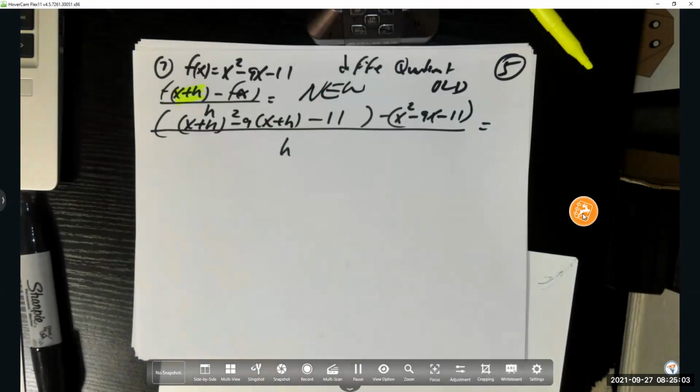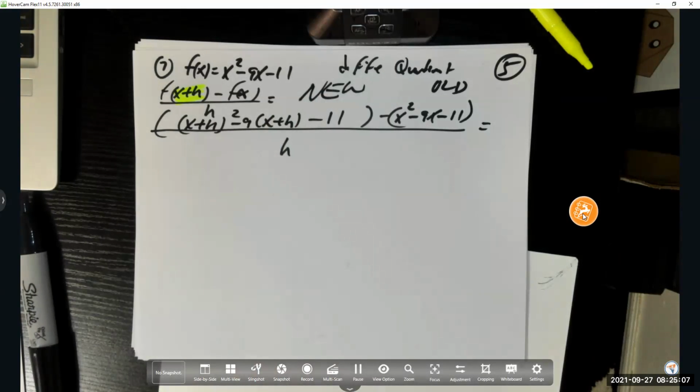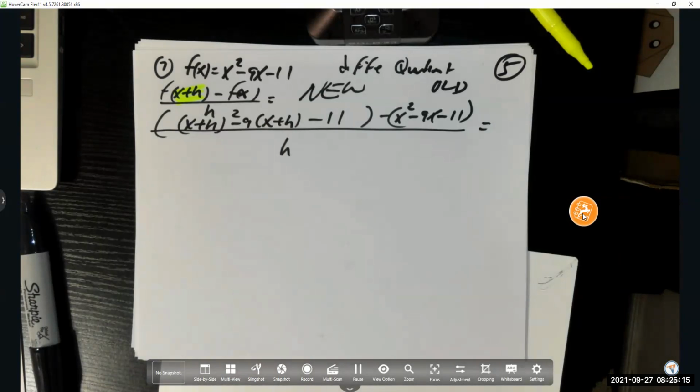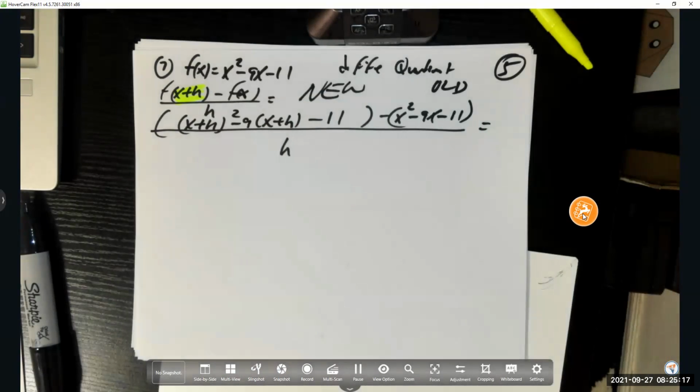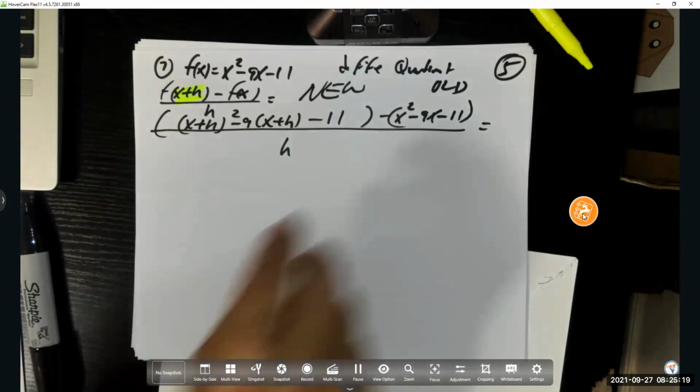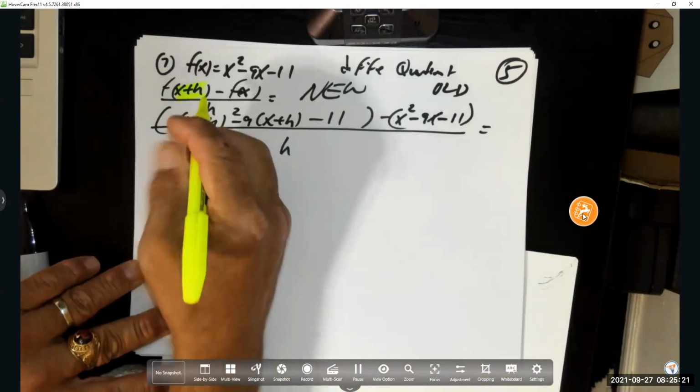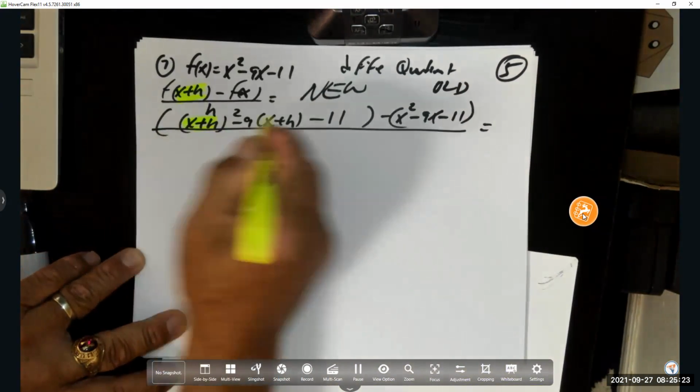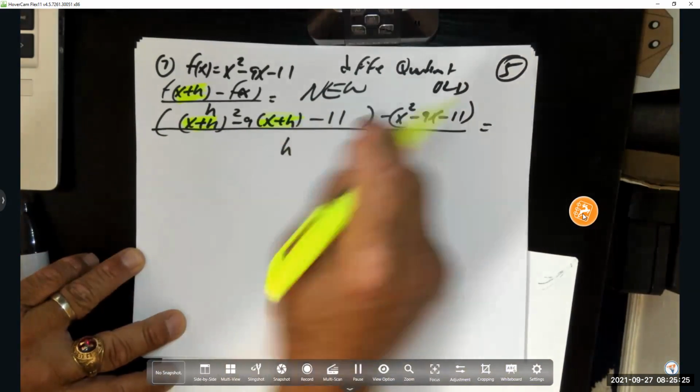Everybody okay with step number 1? Yes or no? The old and the new. Basically, put it in like that. Squared, yes. Minus 9, yeah, just put this. This is the new, and this is the new. Everybody okay with the new right there?